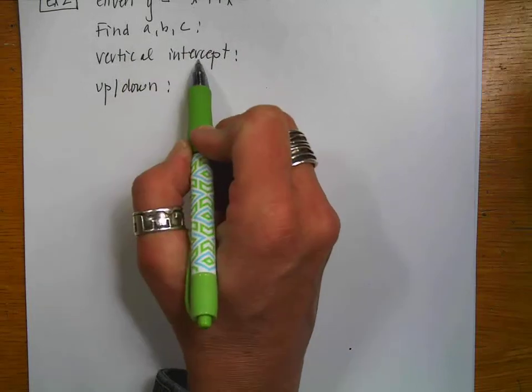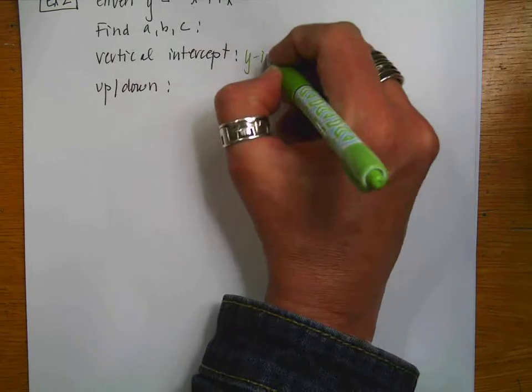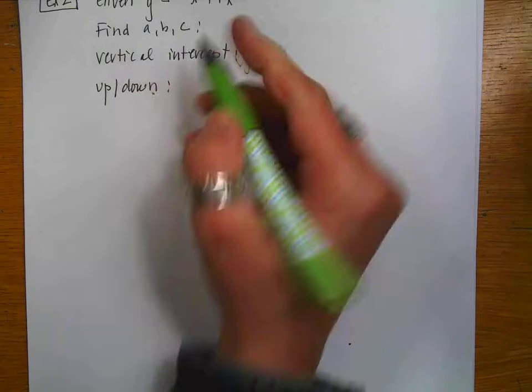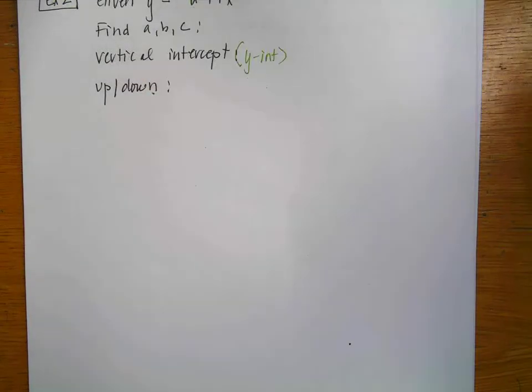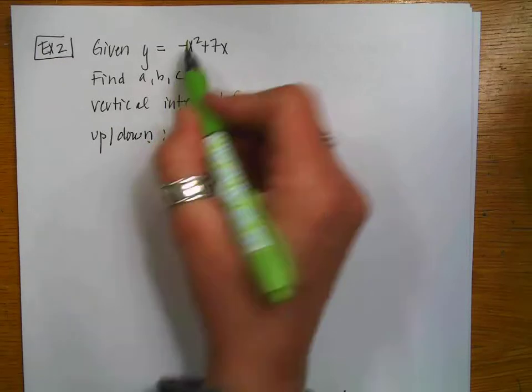I want to find a, b, and c. I want to find my vertical intercept, or the y-intercept. And I want to know, is the parabola pointing up or down? So technically there's a 1 right there. I guess it helps if you can see the equation.